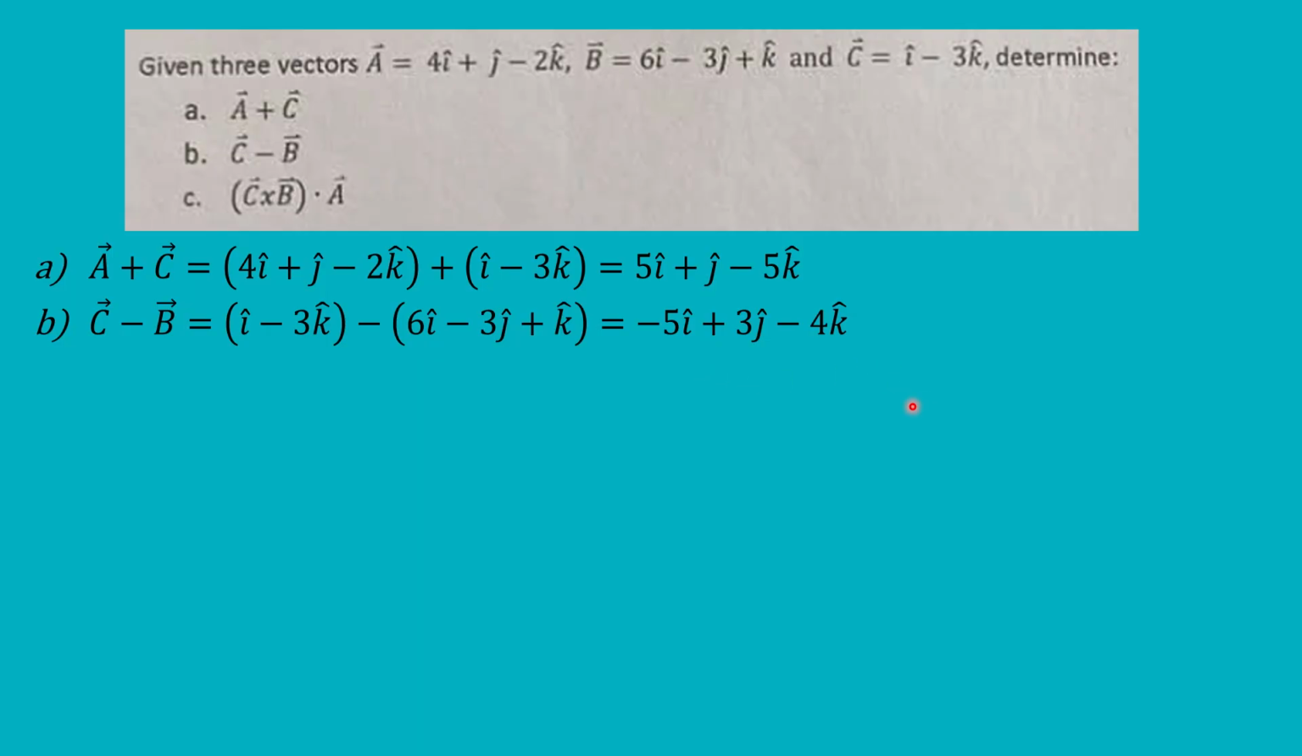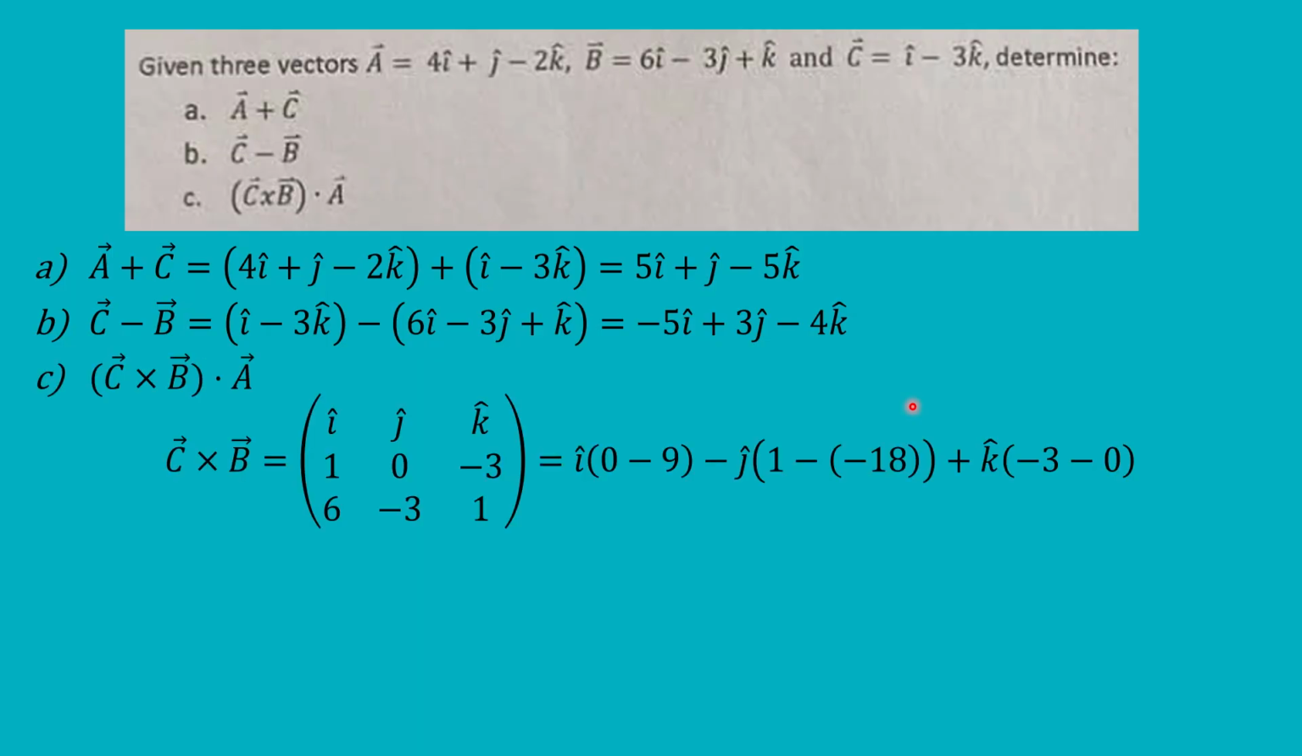And last, we have C cross B dot with A. So we start with C cross B. We have the i hat, j hat, k hat here. And then we write the components of C, which is i hat plus 0j hat minus 3k hat. And then for B, we have 6i hat minus 3j hat plus k hat. So in order to operate, we will not include this part here.